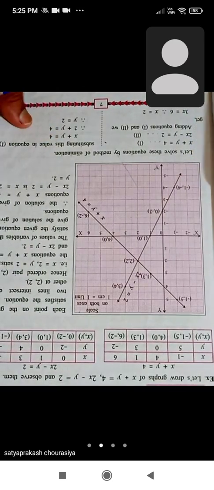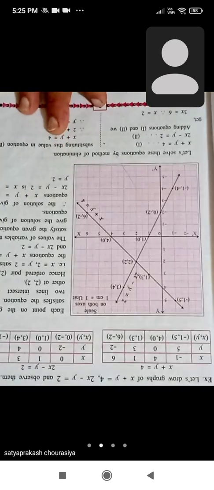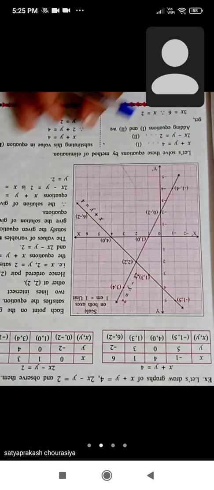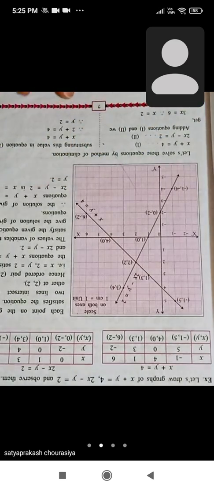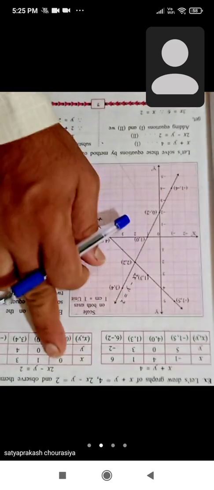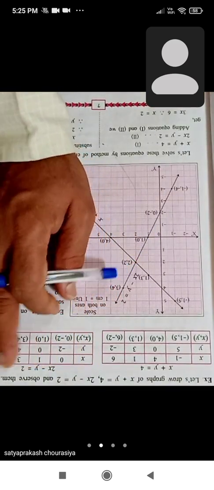Now see the graphical method, page number 7, graphical method. Okay, graphical method is not omitted. Okay, remember this, the full graphical method is in your syllabus. Let's draw the graph of x plus y is equal to 4 and 4x minus y is equal to 2, and observe them.